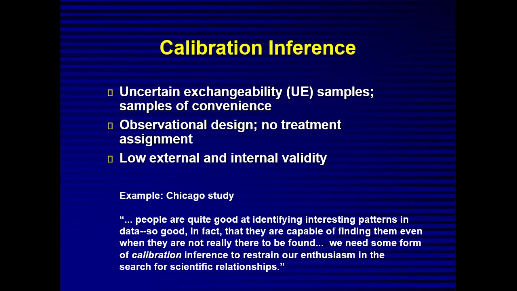You'll see here it says example Chicago study. I'm not going to talk about those specific studies, but these are examples that are used in the article in which he talks about the idea of having both a convenience sample and an observational design. So he provided an example in the article from a study that was done in Chicago.